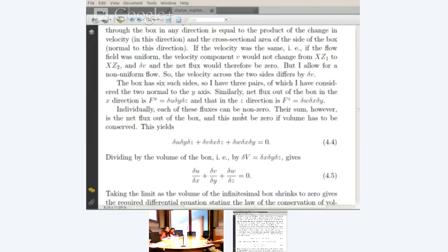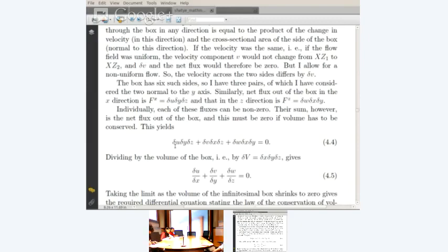Individually, each of these fluxes can be non-zero. I can have a non-zero Fy, a non-zero Fx, and a non-zero Fz. None of them has to be zero, but their sum is the net flux out of the box. And we have already made the assumption that we are looking at a fluid whose density cannot change. So there is a physical space defined by that parcel or control volume, and that physical space defines a volume that cannot change. So the net flux of volume has to be zero, which means if I sum Fx, Fy, and Fz, I must get zero, because there can be no change in volume inside the box.